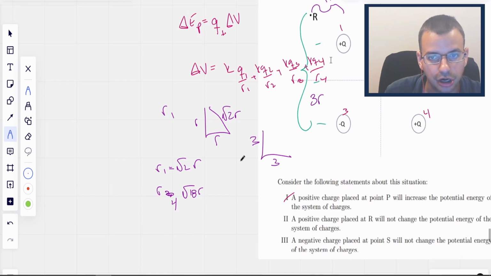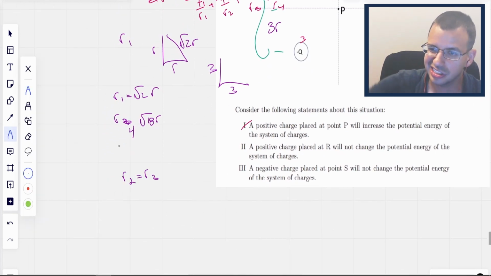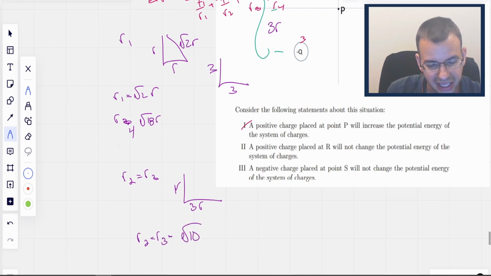Then we're going to look at R2 and R3. Since they're symmetrical, they're going to be the same distance, just a different direction, but since distance is a scalar, that doesn't matter. We're going to have a triangle that looks like this, with 1r over here and 3r over here. So 3r squared plus 1r squared gives us r2 equals r3, which equals square root of 10r, by the Pythagorean theorem.